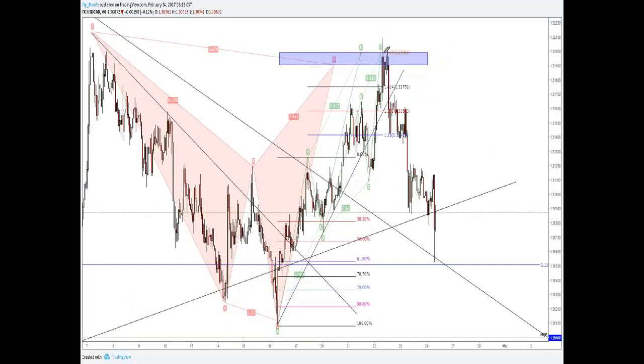Price dropped off beautifully. Entries were right in the box. That's the aggressive entry. The conservative entry would have been when you see that big bearish candle right there that reversed off the zone. When you see that big reversal candle, that's when you can start looking to short.